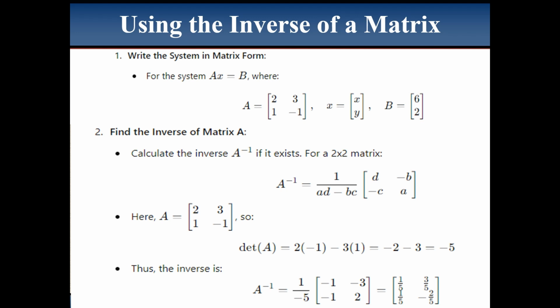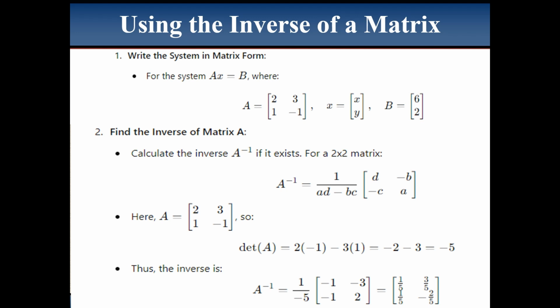So here, to find the inverse of a matrix, remember you have to find the determinant first. The inverse is 1 over the determinant, and then you change the sign of B and C, and then A and D switch position.